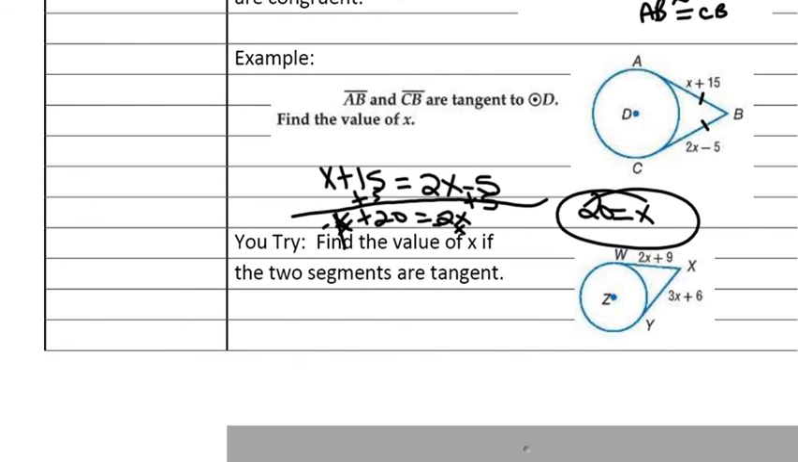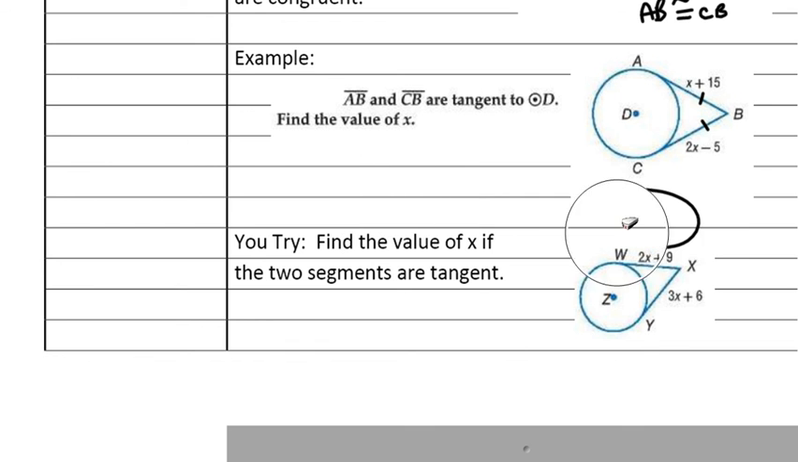So now I'd like for you to do this last example on your own. Get rid of this for you. And we're going to find the value of x if the two segments are tangent. So nice and simple. If the two segments are tangent, then their expressions will be equal to each other in order to find x. So go ahead and pause the video and see if you get the same answer that I do.